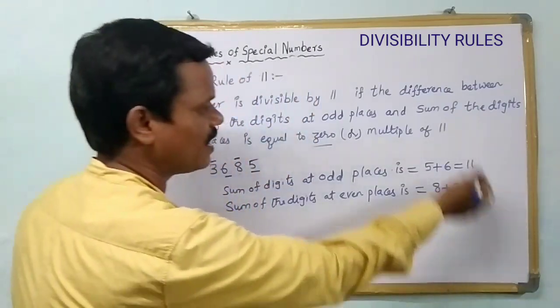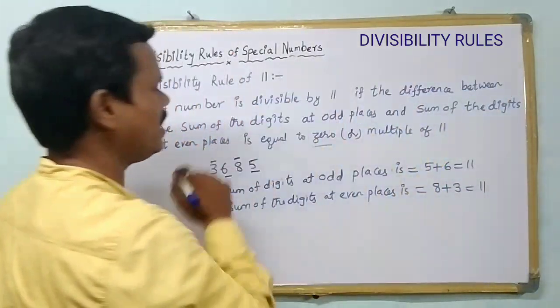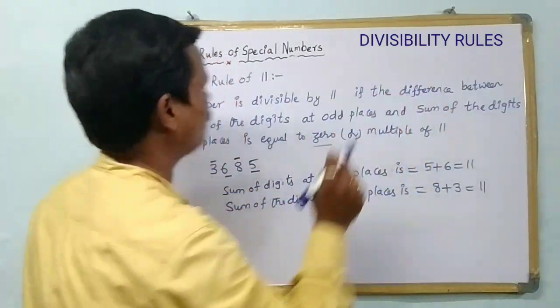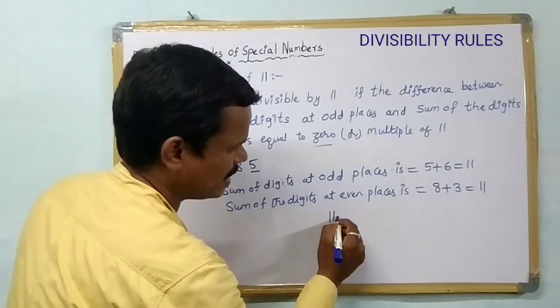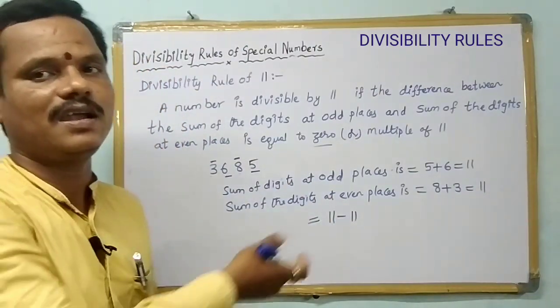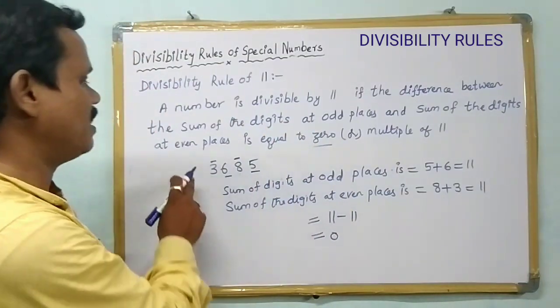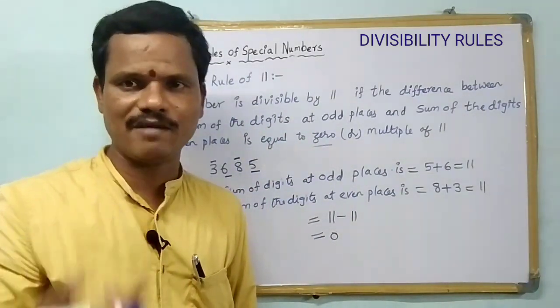The difference. A number is divisible by 11 if the difference between the sum of the digits at odd places and the sum of the digits at even places is 0 or a multiple of 11. Take the difference: 11 minus 11, the difference is equal to 0. So the given number 3685 is divisible by 11.